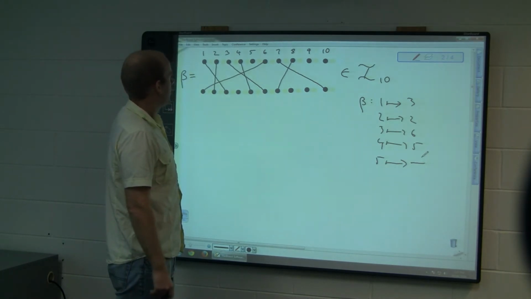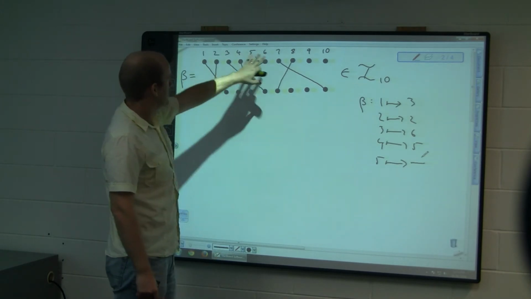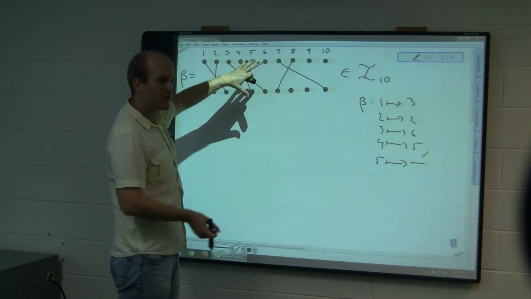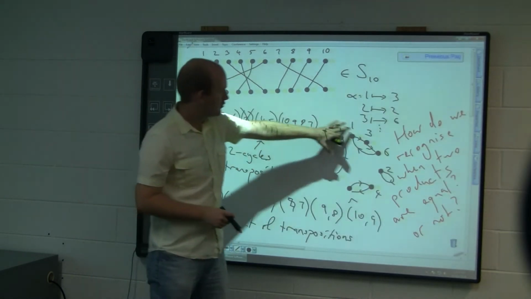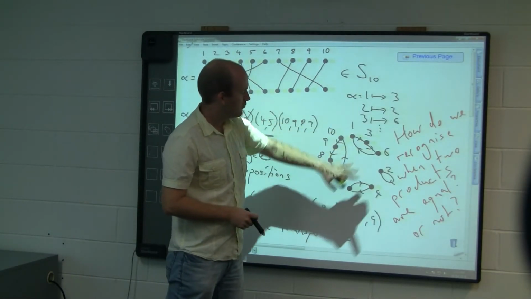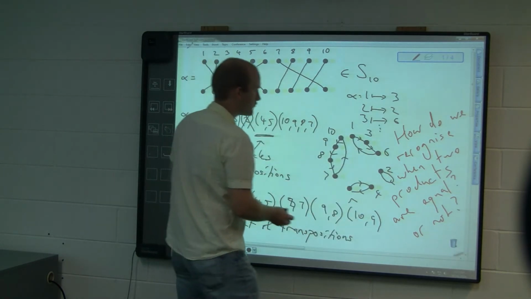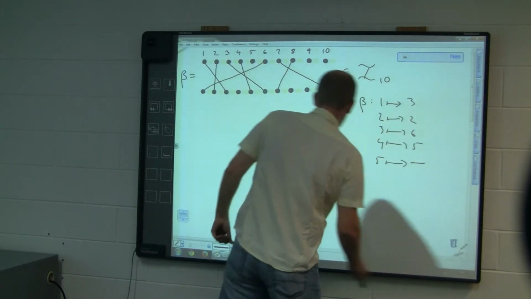Okay? But nevertheless, it's still possible to draw this picture as a graph, like we did with the previous example. This sort of graph here with all the cycles, but something a little bit different happens. So let's see what we get.